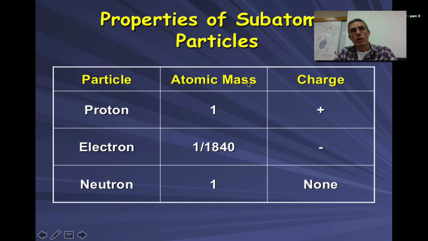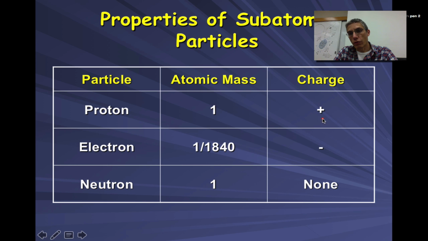Now, regarding the properties of subatomic particles, there are a few things we need to be aware of when it comes to each of those three particles. What basically makes them unique is their atomic mass and the charge that they actually carry. If you're looking at a proton within an element, within that atom, typically the atomic mass for the proton is going to be 1. And an atomic mass is simply a unit of measurement.